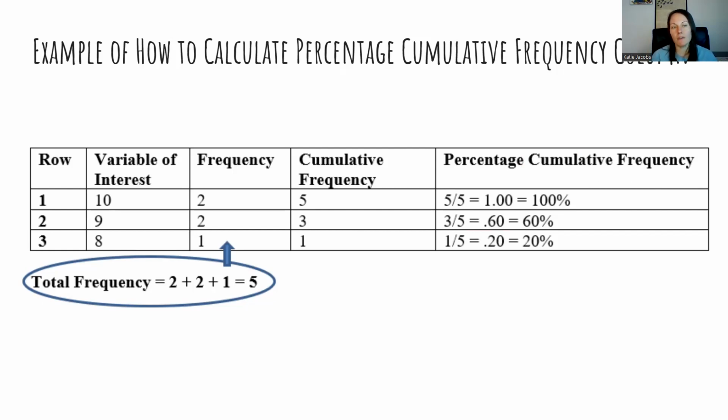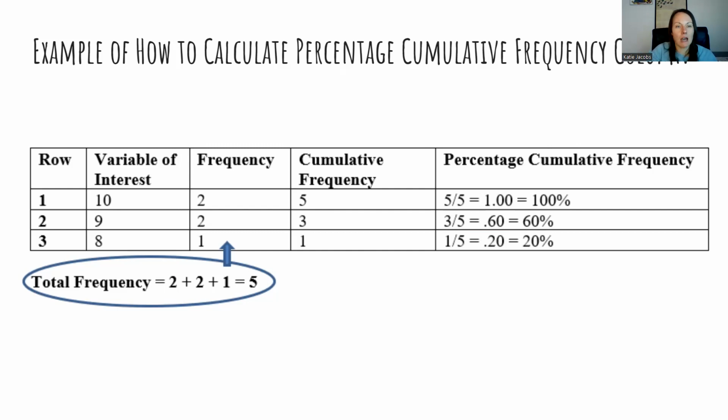Okay, so then when we move up into row 2 and we're looking at the X equal to 9, we see that 3 participants selected 9 or 8. And so when we go into that percentage cumulative frequency column, we take 3, which is our cumulative frequency for that row, and divide by our total frequency, which is 5. When we take 3 divided by 5, we get 0.60. If we convert that proportion into a percentage, we see that 60% of our data set selected an X of 9 or below. See how it's kind of cumulative and collecting like a snowball?